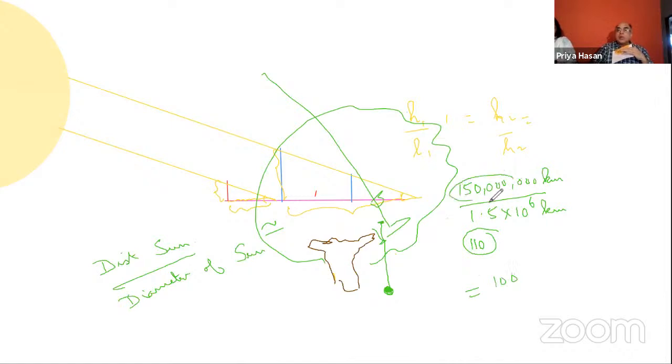But if you get the actual numbers from the net and substitute these values, you will see that this will come to 107. Or if you take the elliptical orbit of Earth around the sun, the distance of the sun from Earth keeps varying, right? So it is somewhere around 100, 110, 107. This is the ratio, right? So the distance of the sun by the diameter of the sun is roughly 100 to 110. Okay.